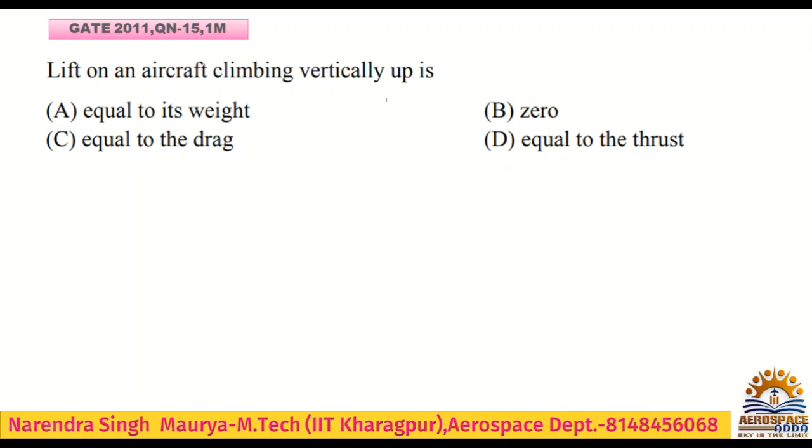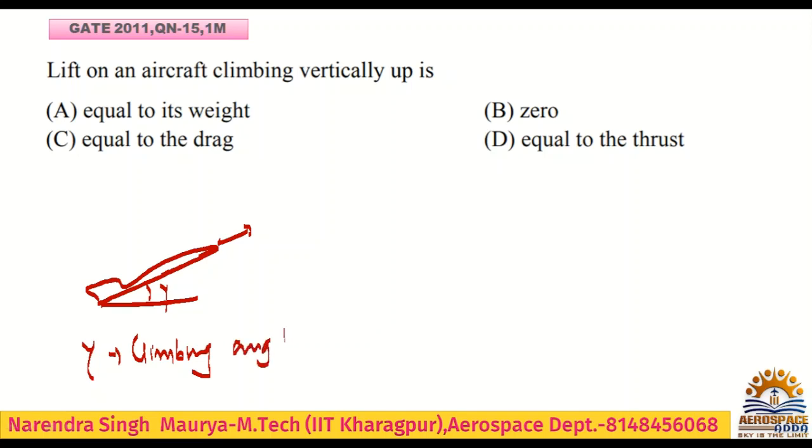Climbing vertically up. So see, this is generally the climbing case. If you go, this is the climbing case for the aircraft from the base. It is a climbing angle. I can say this gamma is the climbing angle. Depending on the book, gamma or theta, anything you can take. So I say climbing angle gamma.